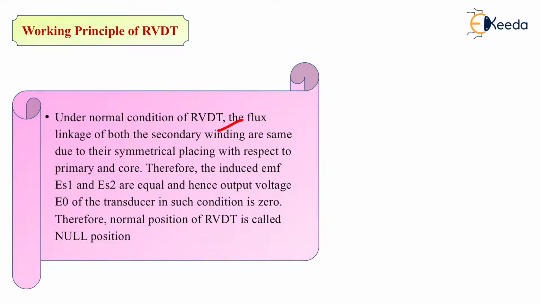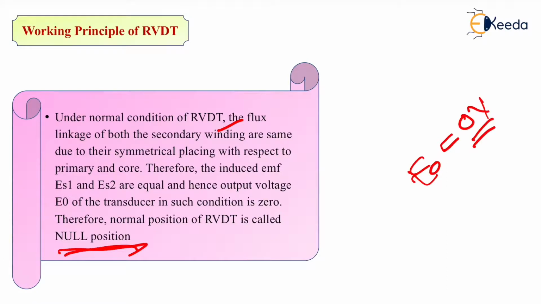Why is the flux linkage for the secondary windings the same? Because they are symmetrically placed with respect to the primary and the core. Therefore, the induced EMF ES1 and ES2 are equal, and hence the output voltage E0 of the transducer in such condition is E0 equals 0 volts. Therefore, at normal position, the RVDT is at the null position.